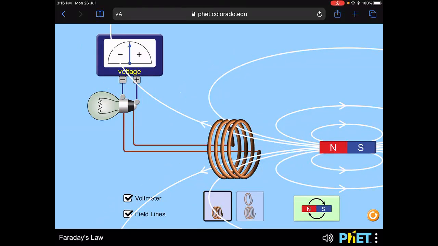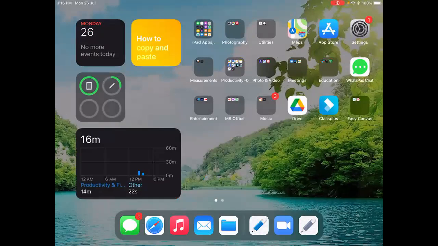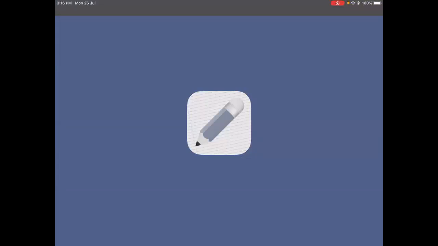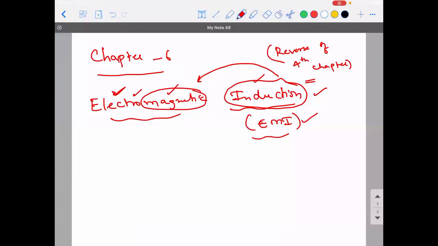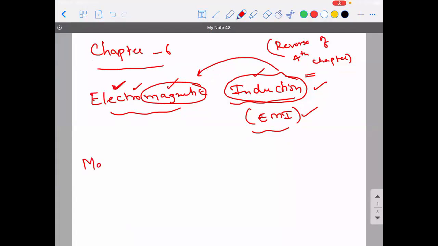Rather, the concept is if there is a change of magnetic flux. If there is a change of magnetic flux taking place through a coil, due to the relative motion of the magnet or the coil or both, if there is a relative motion existing between the coil and the magnet, then a current is going to get induced. So the first term that we need to see is what is magnetic flux.